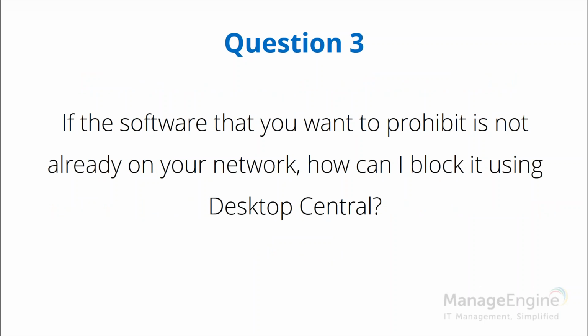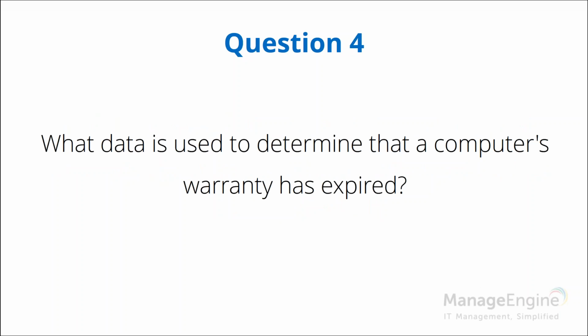Question 3. If the software that you want to prohibit is not already on your network, how can I block it using Desktop Central? If the application is not available in the network, then we may not be able to prohibit it at all. As you know, prohibited software will help us prohibit the application only if it is installed. So if it is not installed, then as we discussed in block executable, you can go ahead and add that application in the block executable, by which the application cannot be launched in the network.